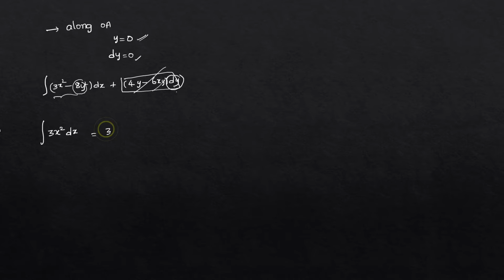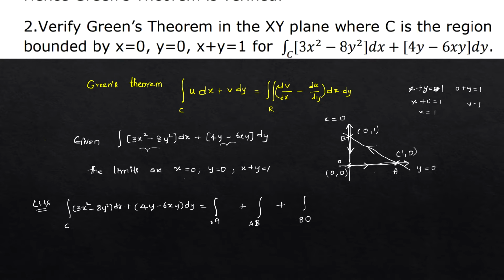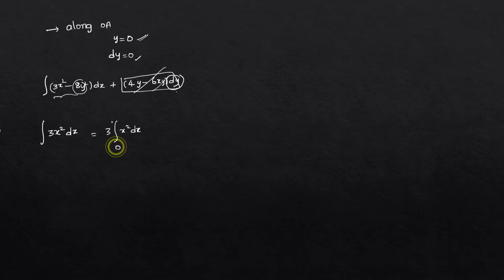Now if you put 3 outside, since it is a multiplying constant, we'll get x square dx. Since the function is in x, dx is there, so we have to write the limits of x. See here, OA. In the line OA, the limits of x vary from 0 to 1.